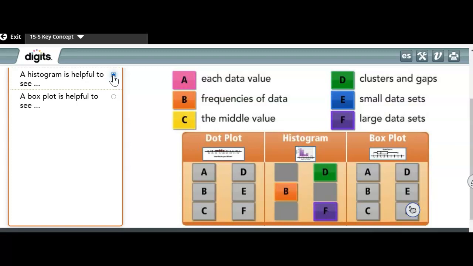Anyone else want to challenge another one to be up there? Did anyone put A? Do we think A could go in for histogram? I see some yeses and nos. Why yes or why no? Liam.